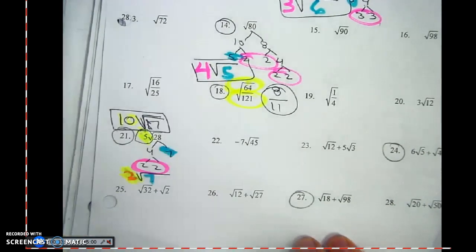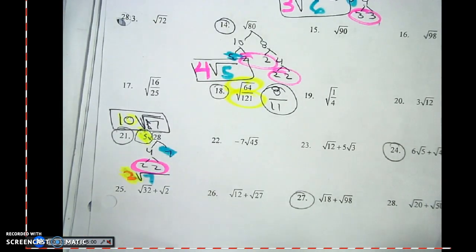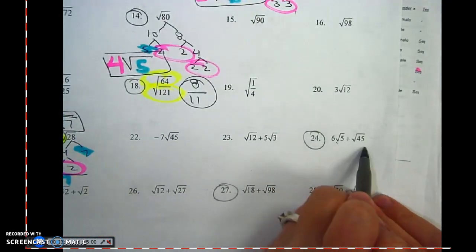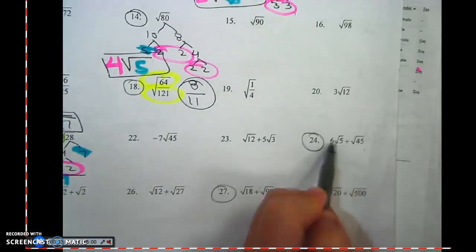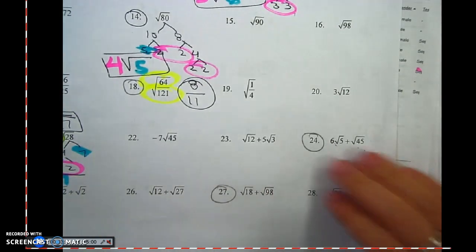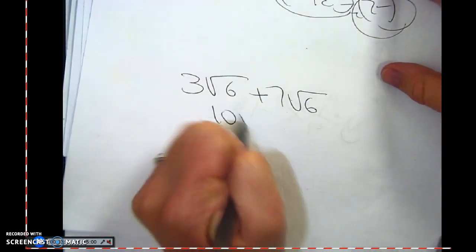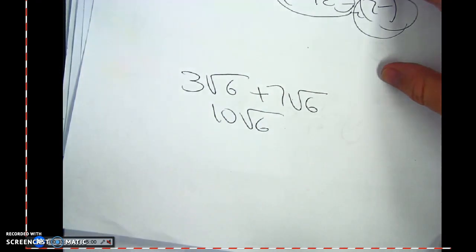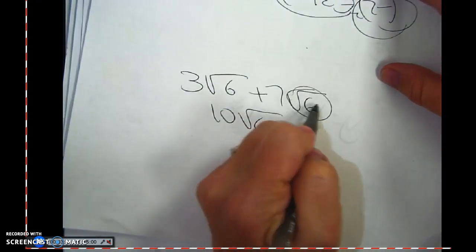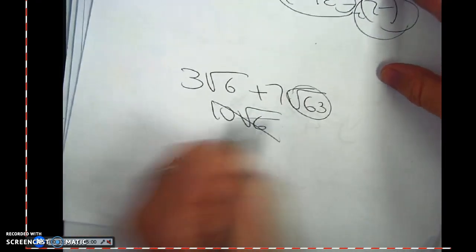Okay. All right. Let's take another one. This time what we're going to be doing is adding them. The problem is we can't add them unless the square roots are the same. So what I mean by that is if I had 3 square root 6 plus 7 square root 6, the answer is 10 square root 6. But if this was different, like a 63, I couldn't add them together. But I'm going to manipulate it so I can.